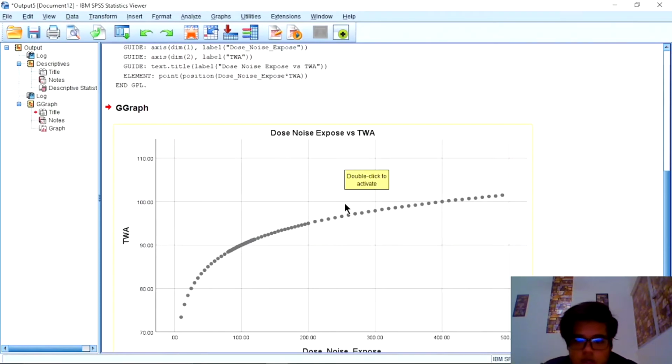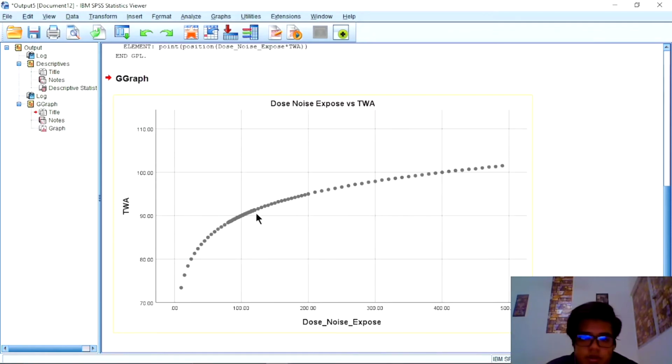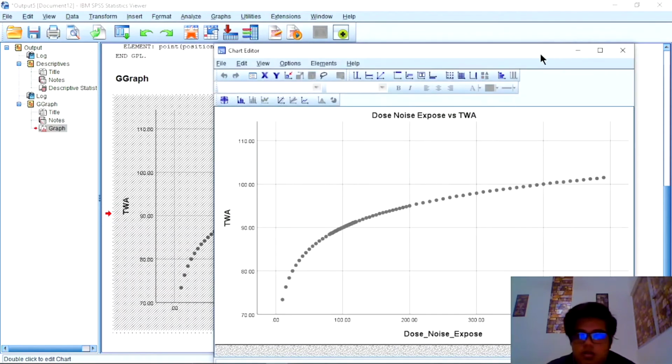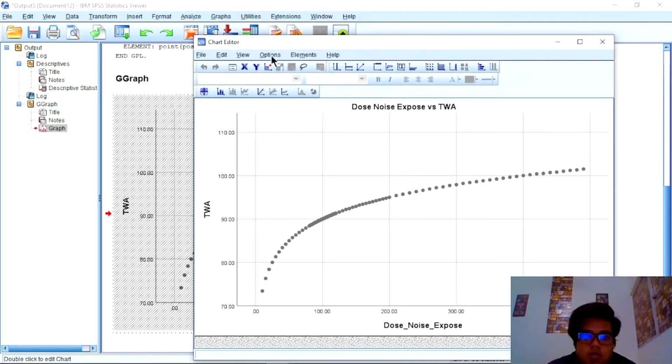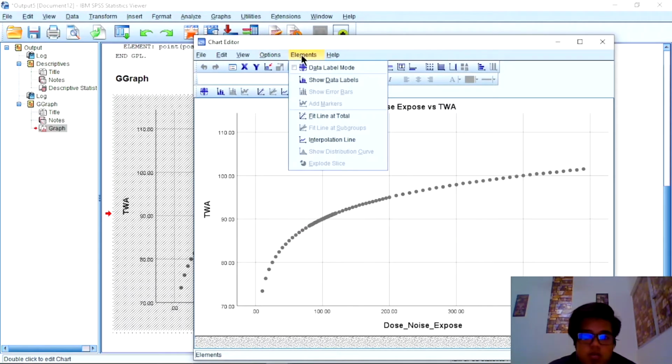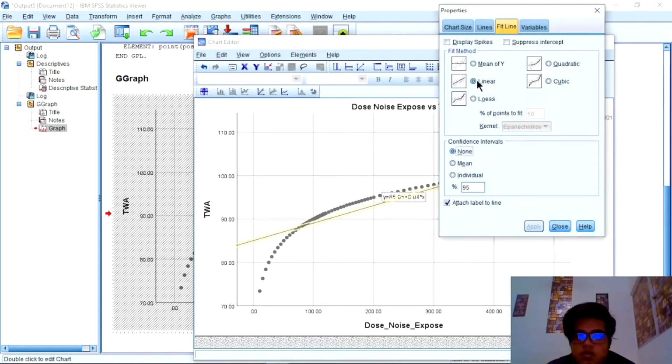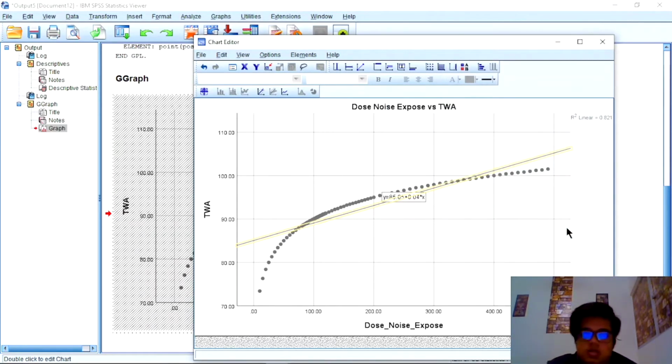So as you can see here, this is a scatter diagram. Okay, to find the regression line, we double click, and then we press Options. We choose Elements, and then pick Fit Line at Total. Then we select the linear method. After that, we can close. So this is a regression line for TWA against noise. This shows the scatter diagram of TWA against noise exposed of OSHA.